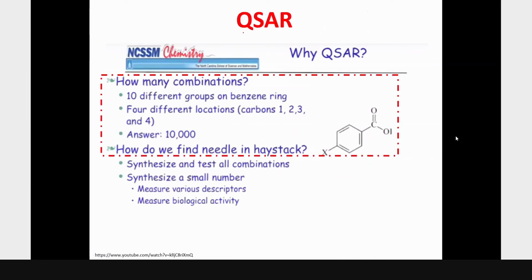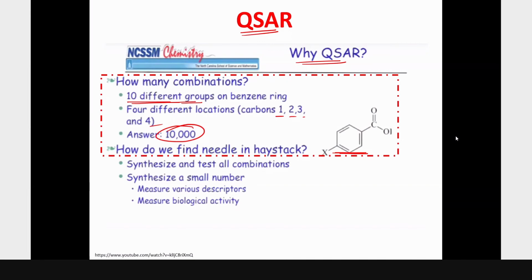So exactly when we are going to do the QSAR, in this particular slide an example is given of what the need for this QSAR is, and why you should perform it. Suppose you just take the example of a simple benzene ring, and you try to utilize 10 different groups on this benzene ring at carbon atom number 1, 2, 3, and 4, whatever you choose. If you want to do this permutation and combination, then just for this one single benzene ring there are 10,000 compounds that can arise, if you are just altering the 10 different functional groups.